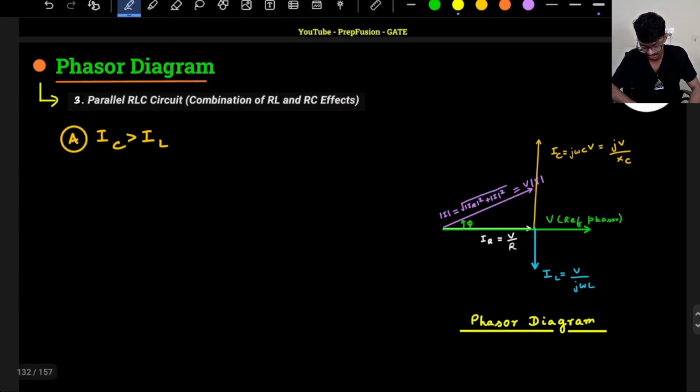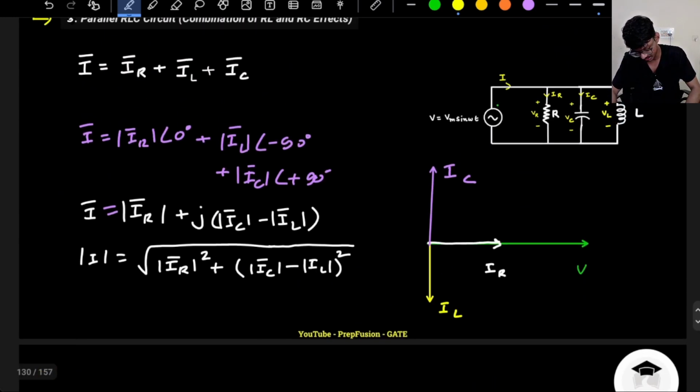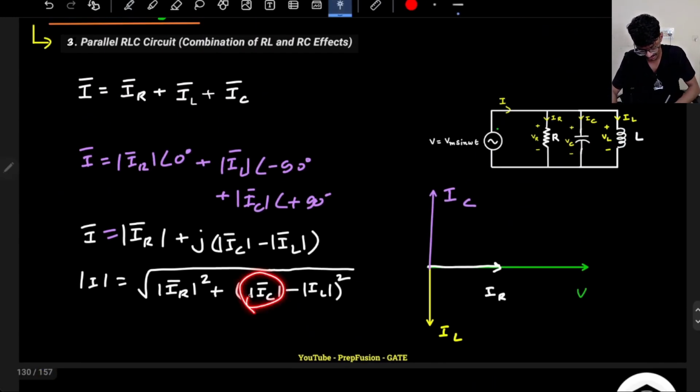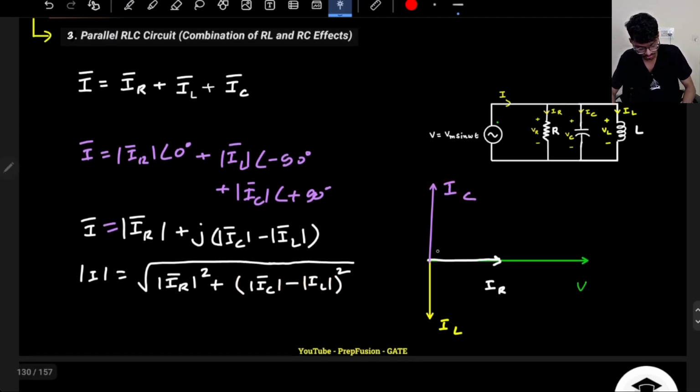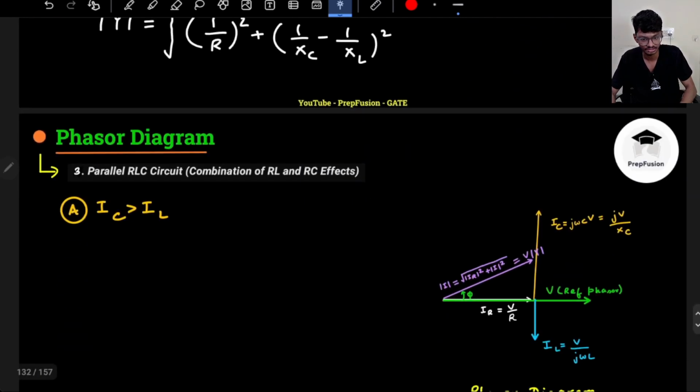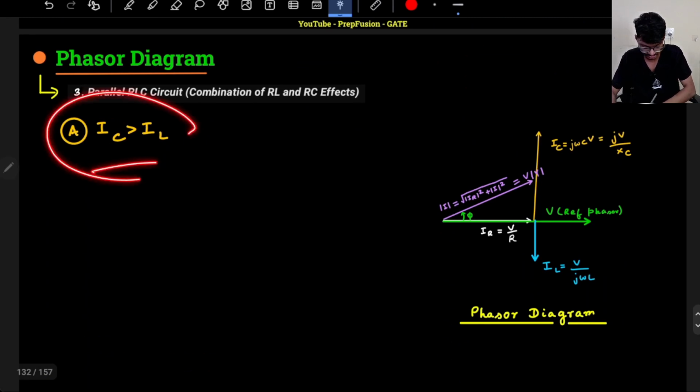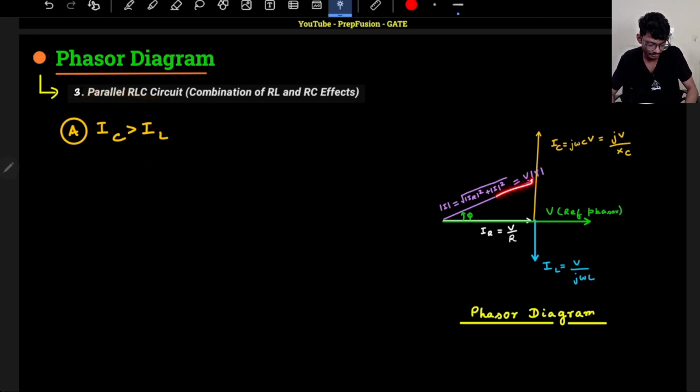So here, the first case, you can identify from the currents as well: if my IC is greater than IL, that means it is capacitive behavior. Since IC is greater than IL, the resultant will lie somewhere around here. That means the resultant current is leading the resultant voltage, so it will have a capacitive behavior. That is what is written over here.